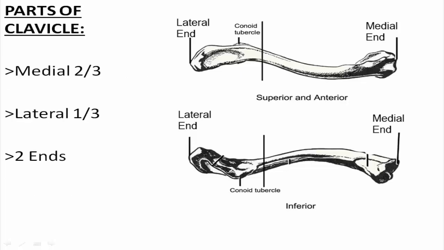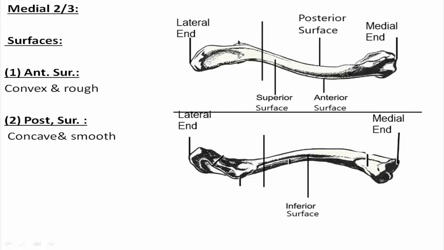Clavicle is mainly divided into medial 2/3, lateral 1/3 part, and the two ends. Medial 2/3 part is convex forward and concave backward. There are no borders in the medial 2/3 part. Only four surfaces are present, that is anterior, posterior, superior, and inferior.